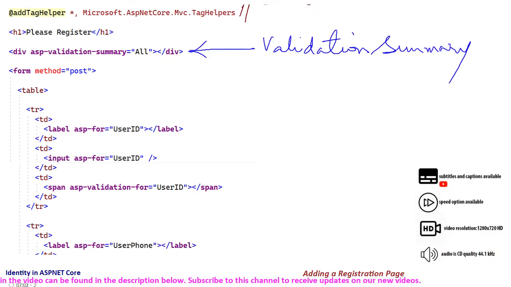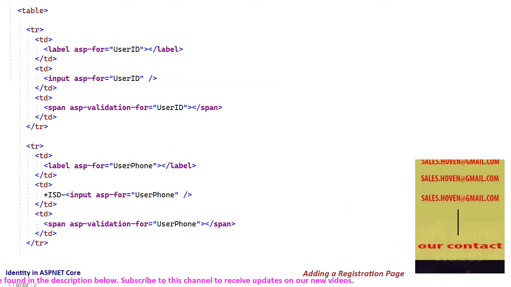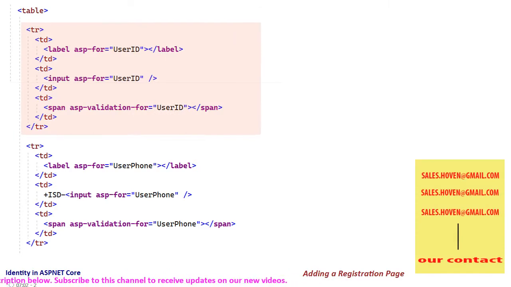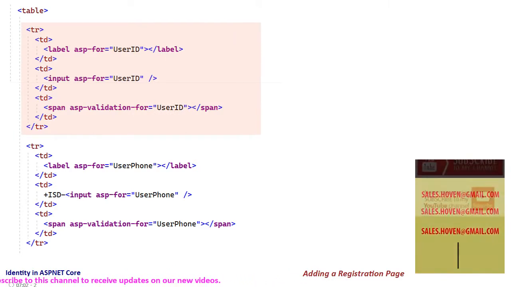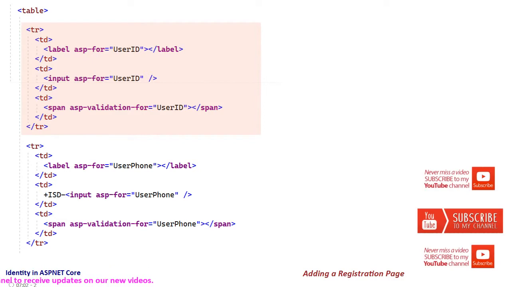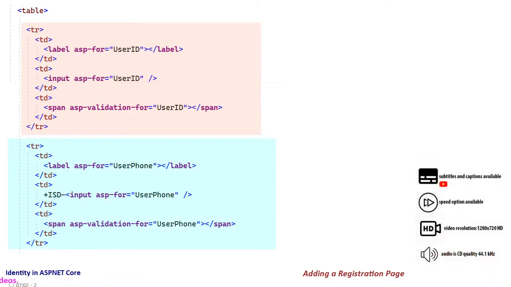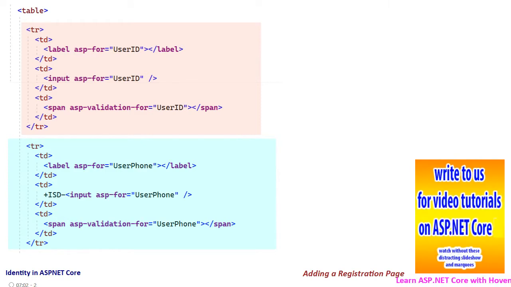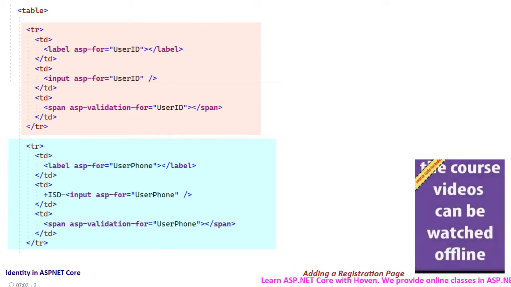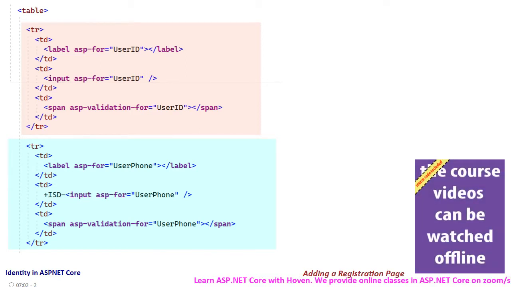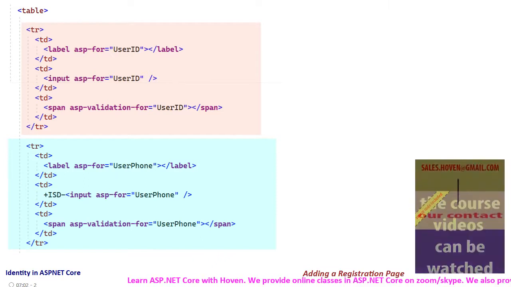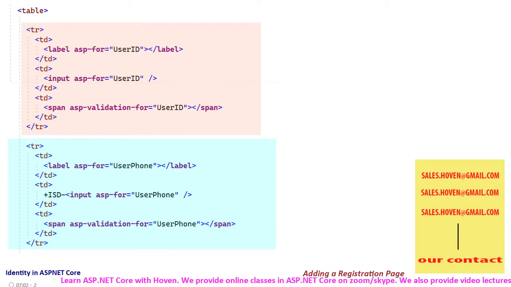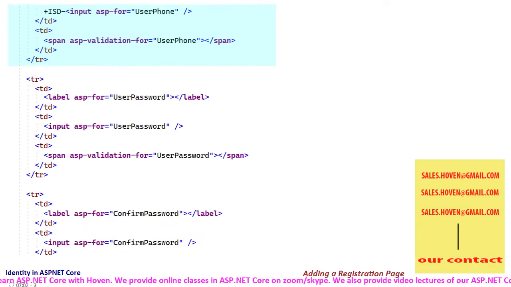A table tag has been used to create the form. The first TR is for the user ID. This element is connected to a property called user ID. The next TR is for the phone number. A phone number could be used for two-step authentication later on. It could even have been omitted, or it could have been set optional. We will see that it can be set optional in the bind property attribute. It is bound to a property called user phone.